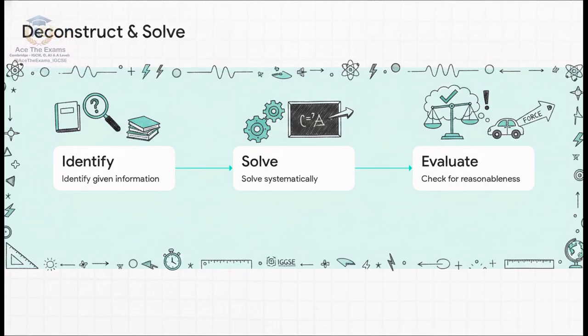Third, and this is the most important part, evaluate it. Check for reasonableness. If you do the math and calculate that a tiny toy car is experiencing a resultant force of 50,000 newtons, your evaluation step should immediately set off alarm bells screaming that something is completely wrong. Catching your own absurd errors before the examiner ever sees them is what actually secures the A-star.